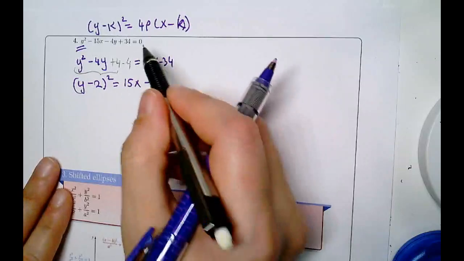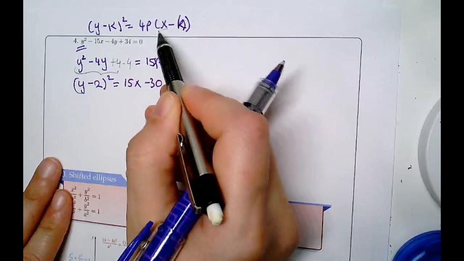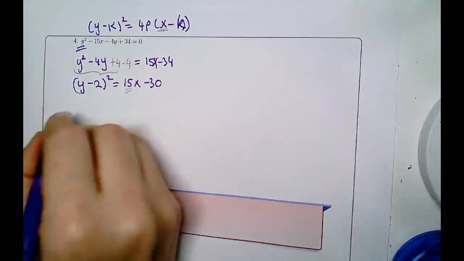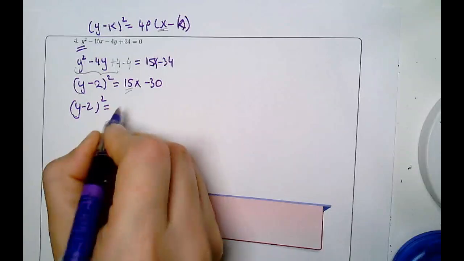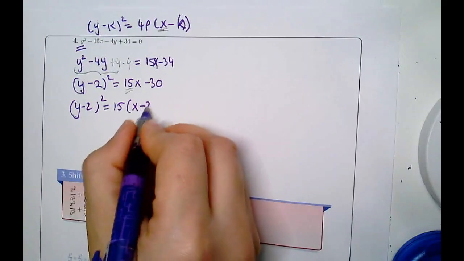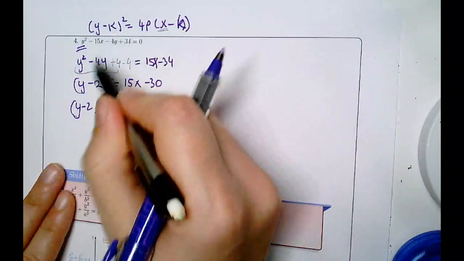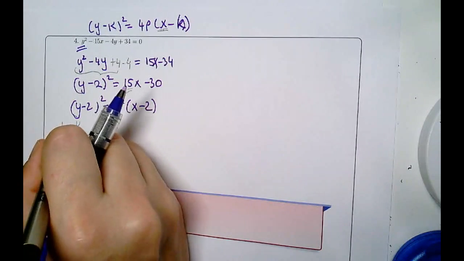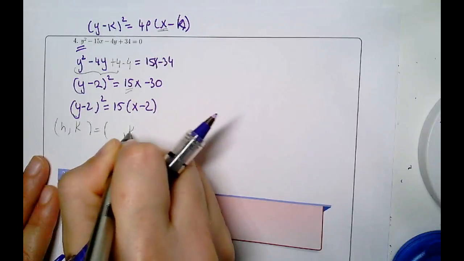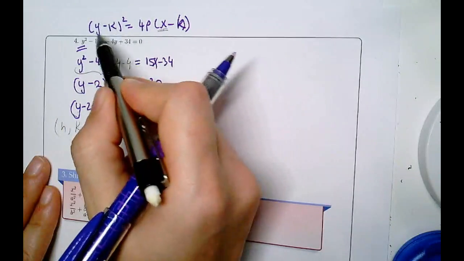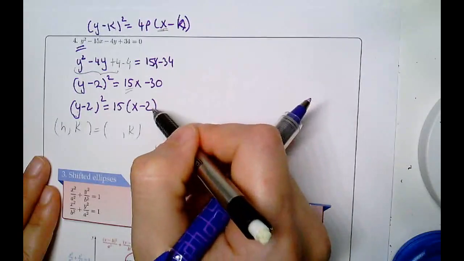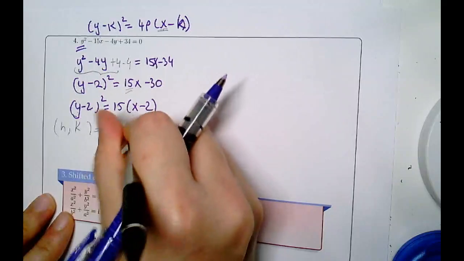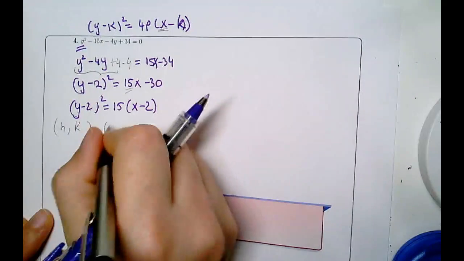So this is almost in the form that I needed. The only thing is that I need to have x minus h, so I need to factor out 15. So (y minus 2) squared equals 15 times (x minus 2). So now comparing these two, I can see that the k is 2, because y minus 2 is y minus k. And then the h is 2 as well. So the vertex is going to be at (2, 2).